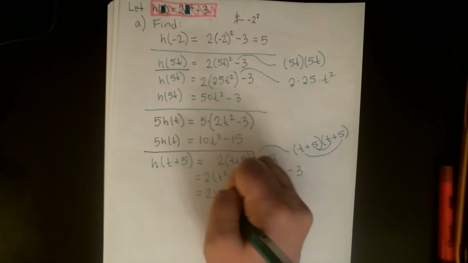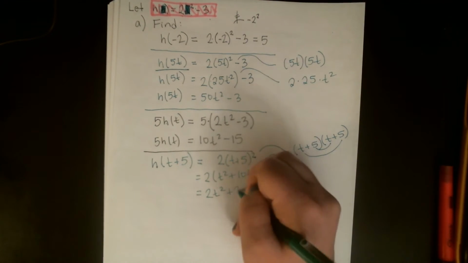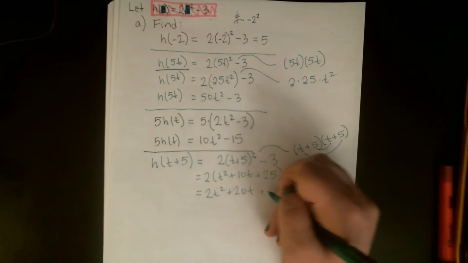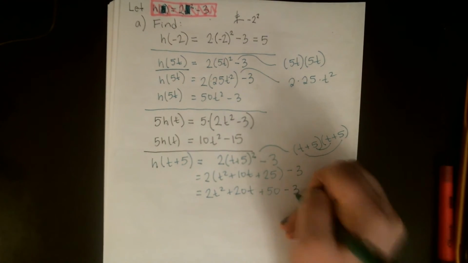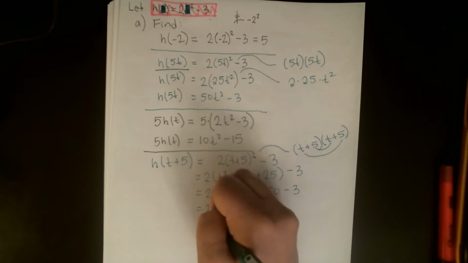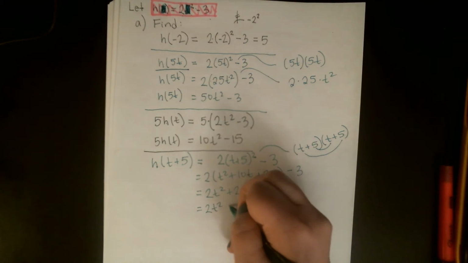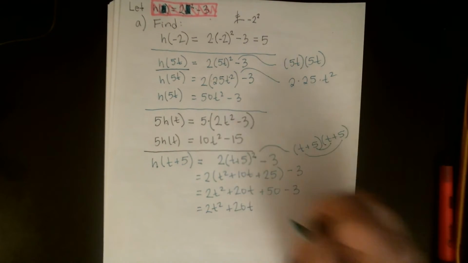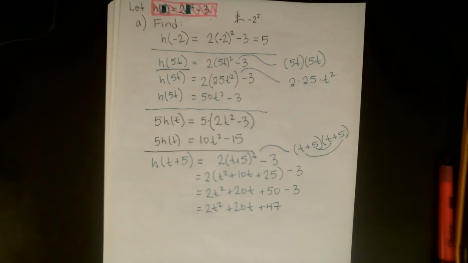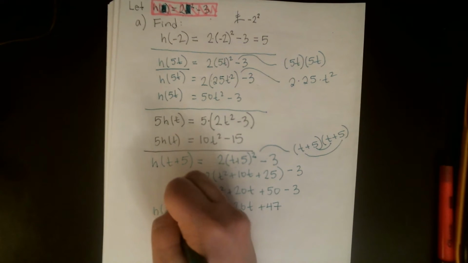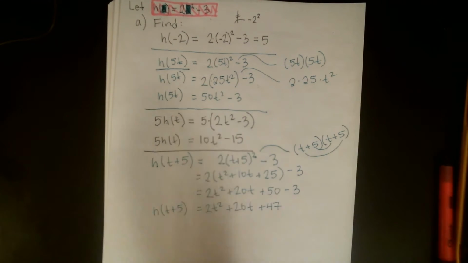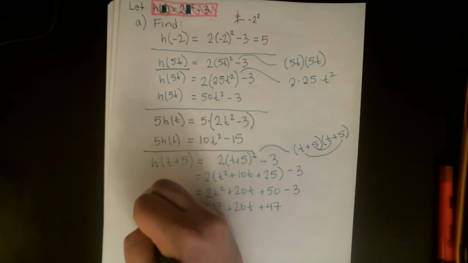So we have a 2t squared plus 20t plus 50 minus 3, which is a 2t squared plus 20t plus 47. Again, make sure you don't then set this equal to 0. There's nothing in the problem that says this should equal 0. This is just saying if I plug in t plus 5, I get out 2t squared plus 20t plus 47.